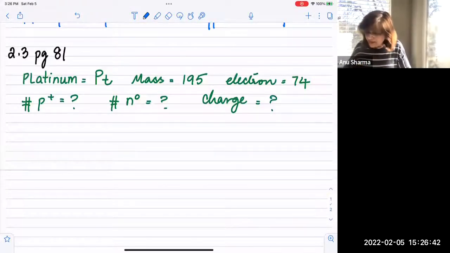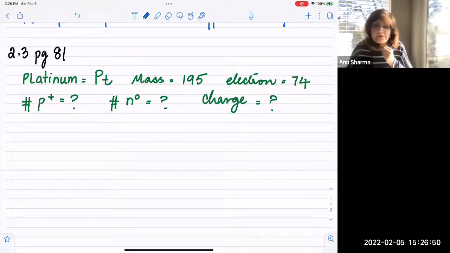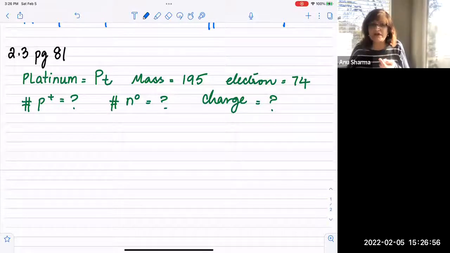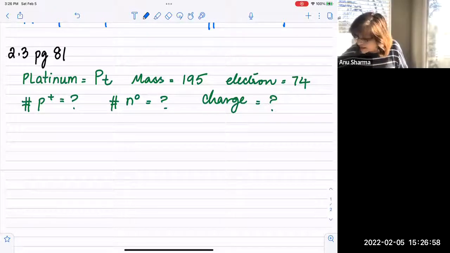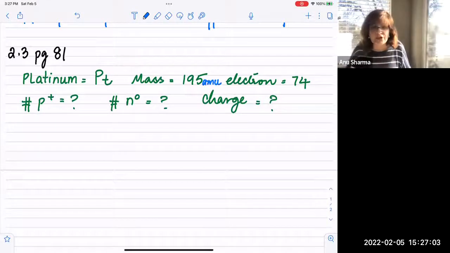Okay, so we see here the learning check problem on page 81, 2.3. We are given platinum, and we are given the mass of platinum. The symbol for platinum is Pt. The mass given is 95 atomic mass units, right? And the number of electrons is 74. So the question is, find how many protons are there, how many neutrons are there, and what is the charge.